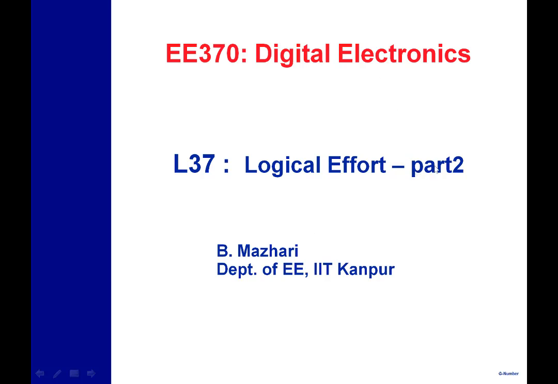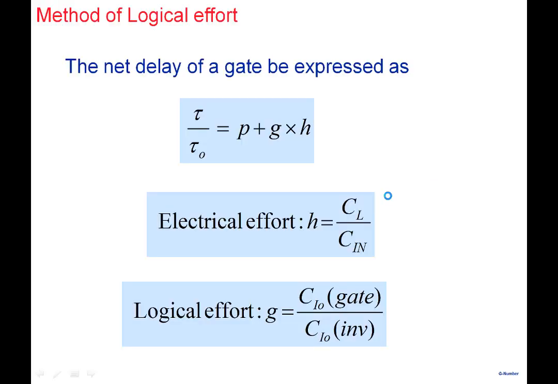All right, so let's finish with this last topic. We had almost done with this discussion, but let me go back for a revision. When we look at a gate, this particular method says that the normalized delay of a gate, tau by tau naught, is equal to an intrinsic or parasitic delay, P, plus an extrinsic delay.